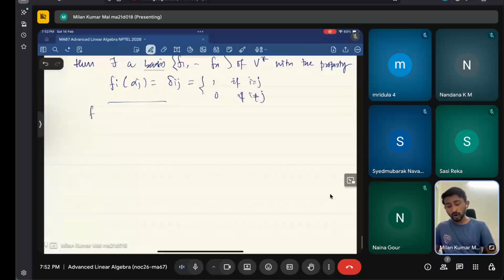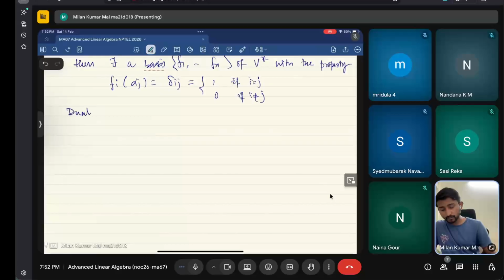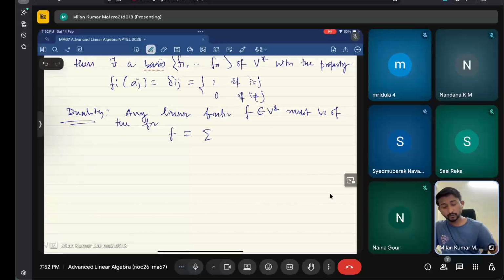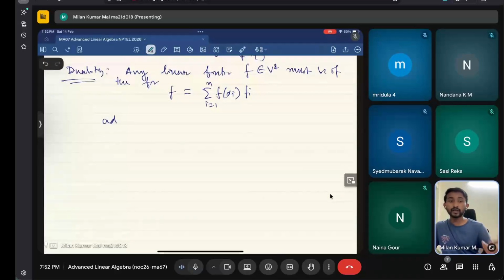f1 is something which will be 1 at the first basis element, and it sends all other basis elements to 0. So in this way, here is an interesting fact, the duality. Any linear functional f in V star must be of the form f equals the summation of f of alpha i times f i, i equals 1 to n, where alpha 1, alpha 2, alpha n are the basis elements and f i is its dual basis.